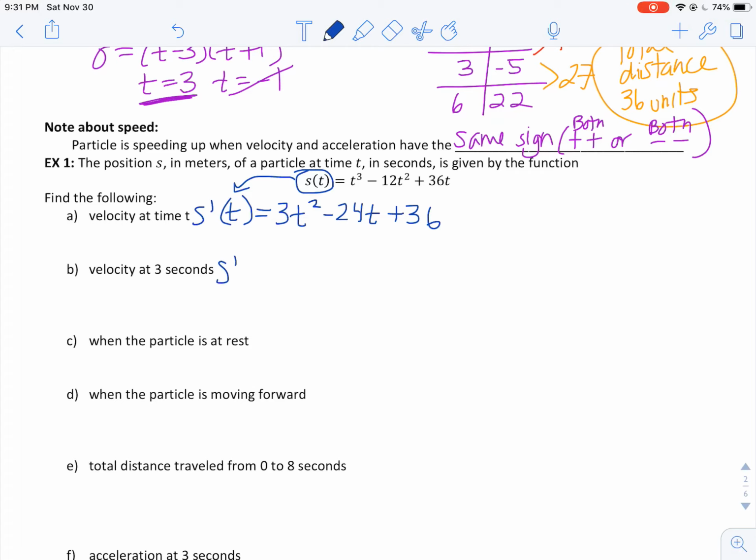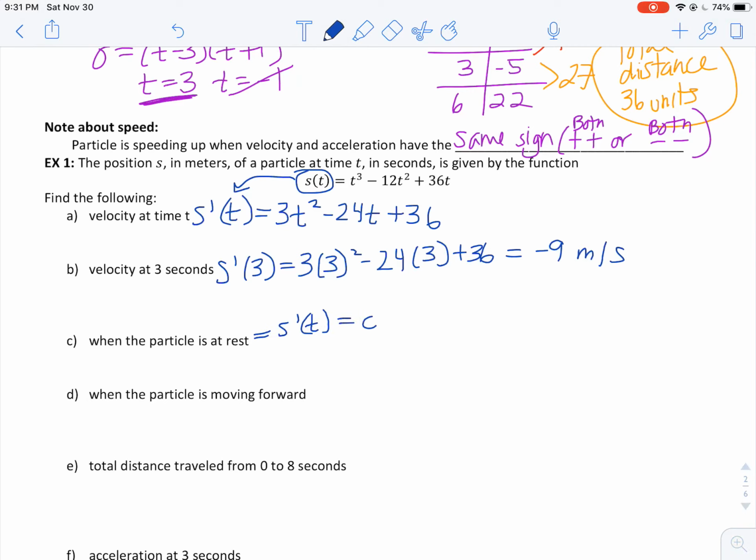Velocity at 3 seconds, now we're just plugging in a 3 into our velocity function, which is s prime. And that's -9. Make sure you have your units. It's meters per second for this one. When the particle is at rest, well, we're looking for when our velocity equals 0. So I'm going to set my velocity equal to 0.